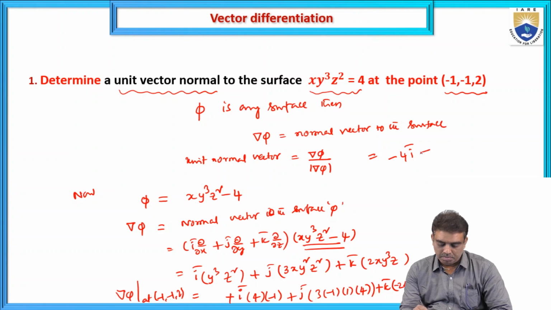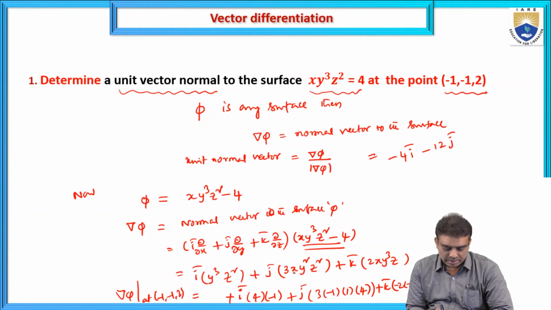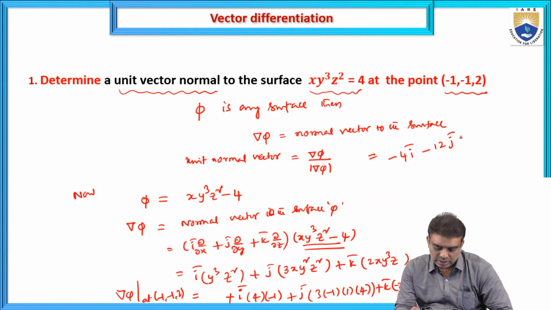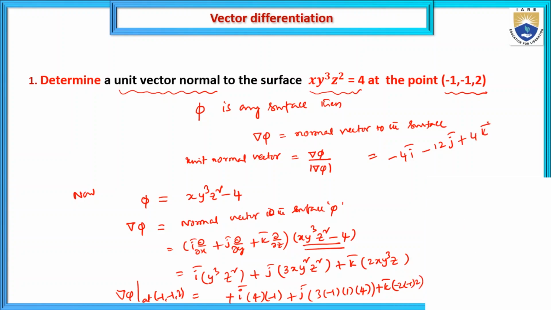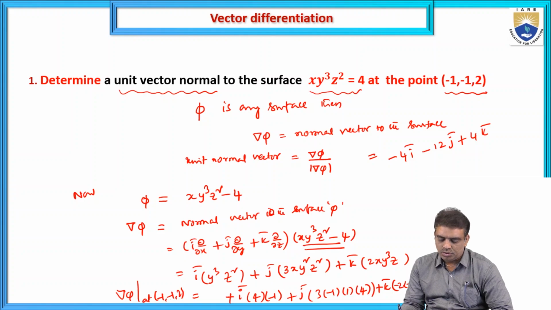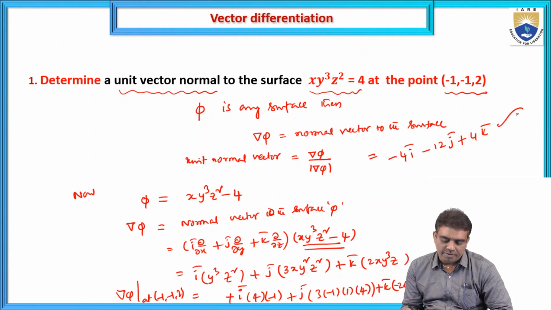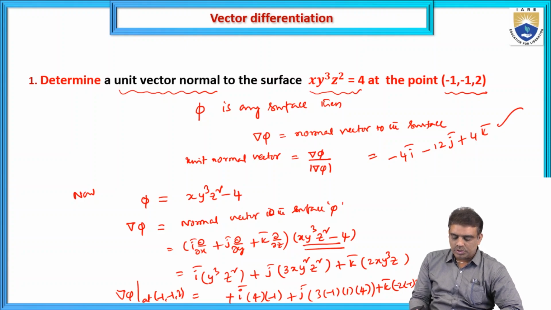So you will get -4 i bar minus 12 j bar: 3 into x (-1), y² (1), z² (2², that is 4), so minus 4 into 3, that is minus 12 into j bar. And the last one is 2 into x, that is -2, y³ is -1, into 2, that is -2 into -1 into 2, which gives plus 4 k bar. So this is grad phi at this point. This is the normal vector to the surface.